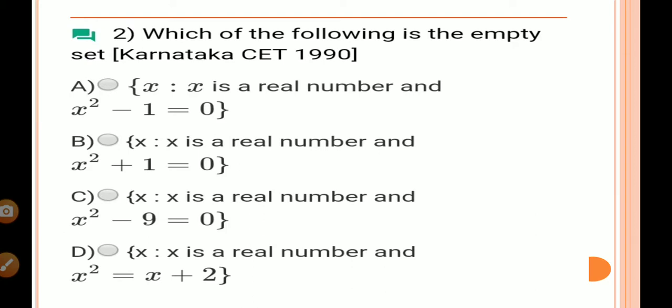The second question is, which of the following is the empty set? Here the answer will be D. Why? Because X is not a real number, but it is given that X is a real number. Therefore, no value of X is possible.